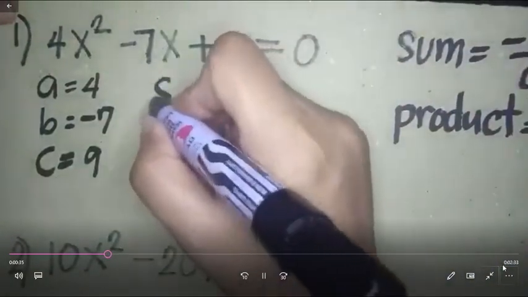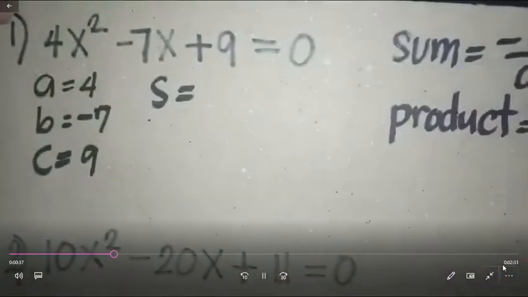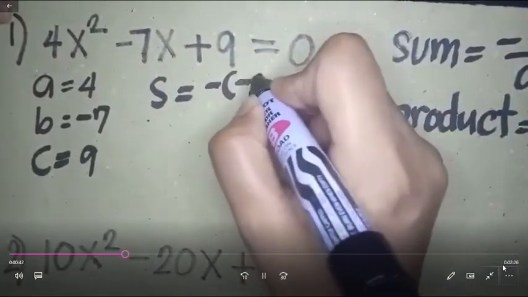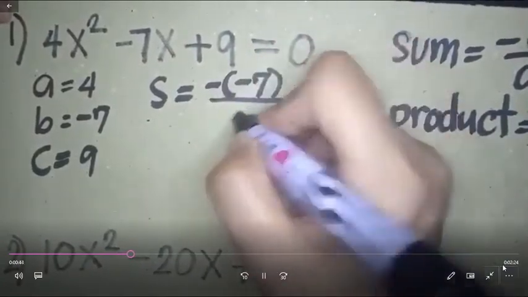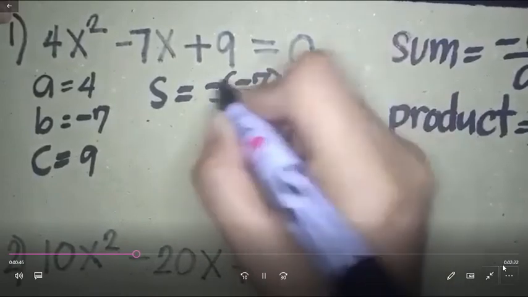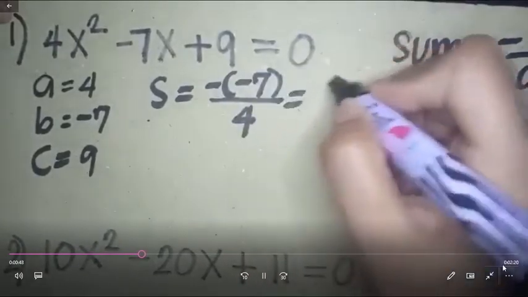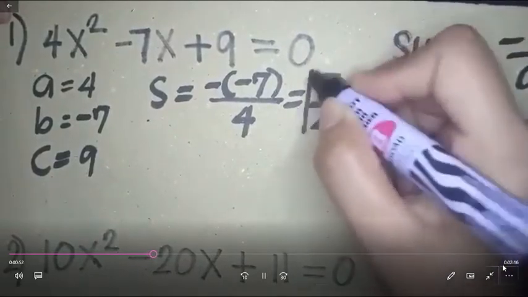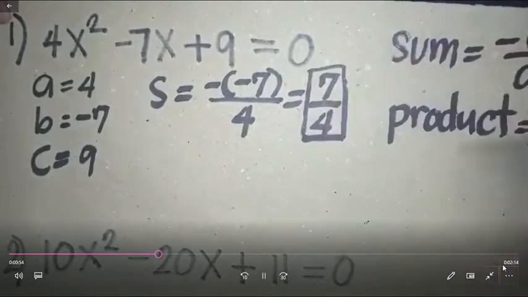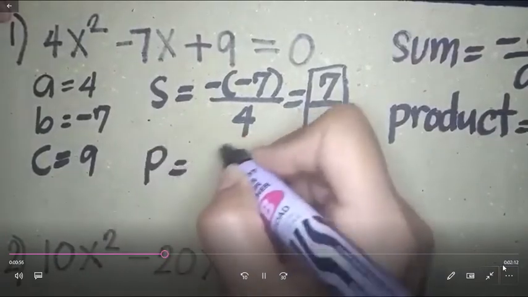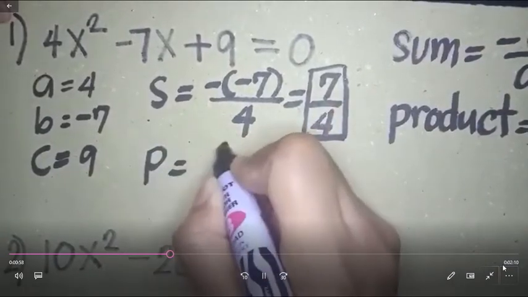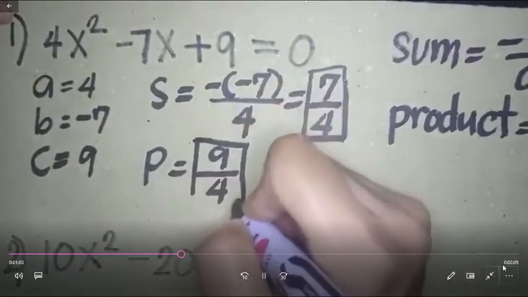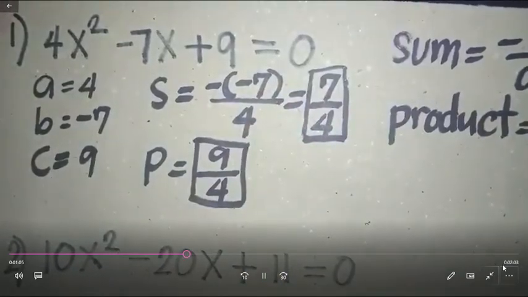So, to get the sum, we simply have negative b over a. So, we have negative b, and our b is negative 7, over a, which is 4. So, negative times negative 7 is positive 7 over 4. So, this is our sum. For our product, we have c over a. Our c is 9, our a is 4. So, this is our product. Okay? As simple as that.